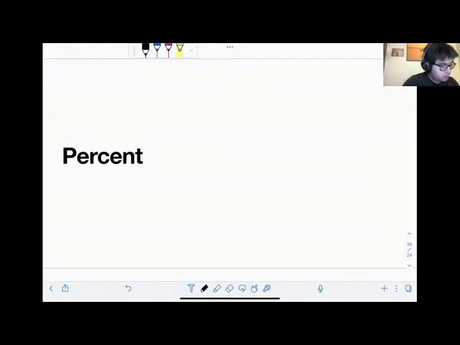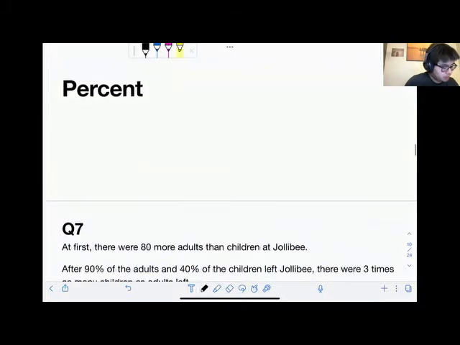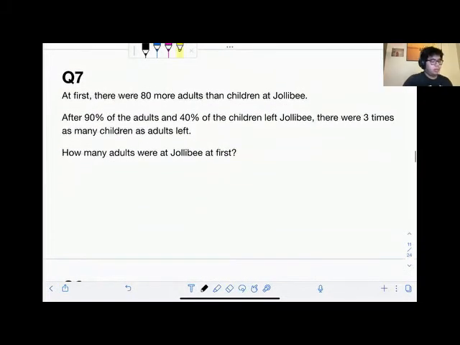Okay, tuloy na po tayo sa percent, no? Okay, question 7. At first, there were 80 more adults than children at Jollibee. After 90% of the adults and 40% of the children left Jollibee, there were 3 times as many children as adults left. How many adults were at Jollibee at first?